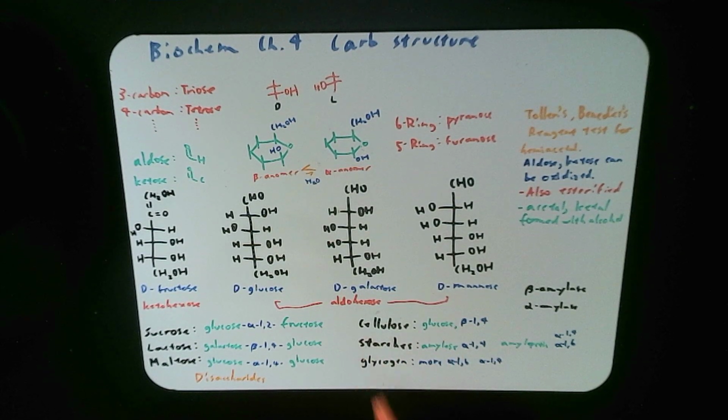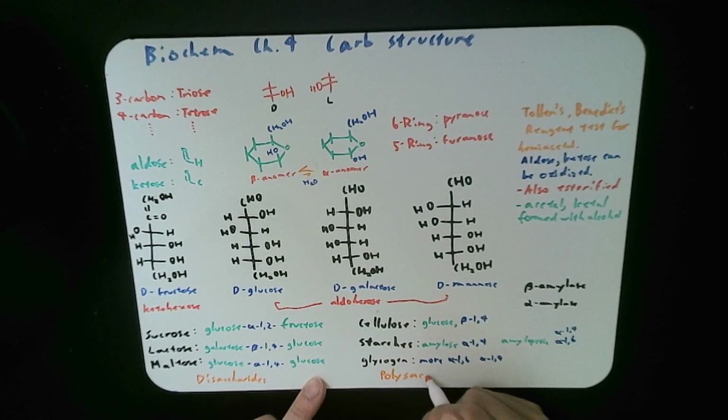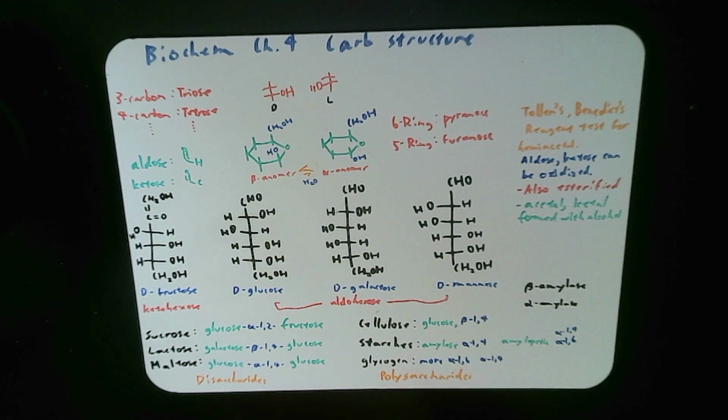Cellulose and starches and glycogen, they're all part of polysaccharides. Polysaccharides are multiple chains, more than 2. Important ones to know are cellulose, which is glucose bonded to itself via beta 1,4 connections. Starches could be divided into amylose and amylopectin, and they use alpha 1,4 chains, or with amylopectin they also have alpha 1,6 branches coming out every 25 or more chains.